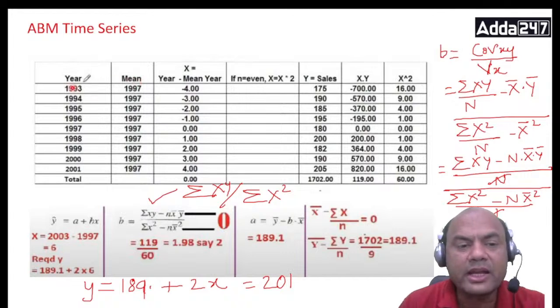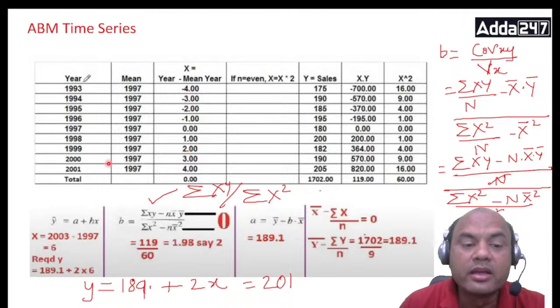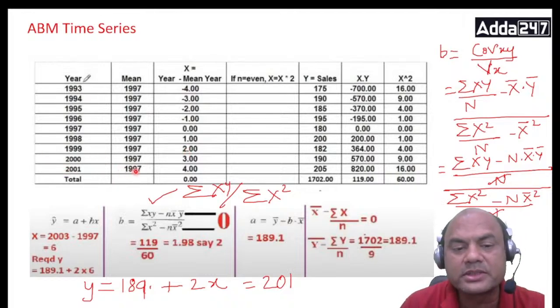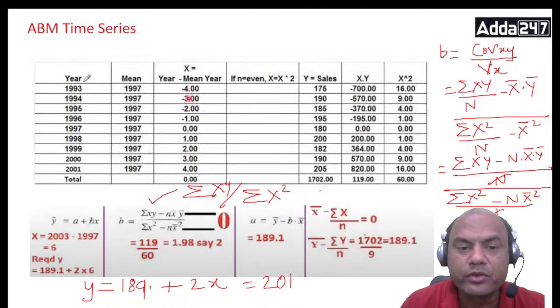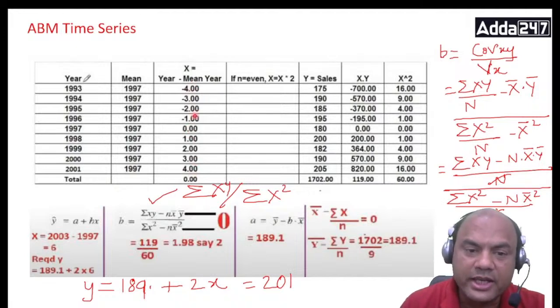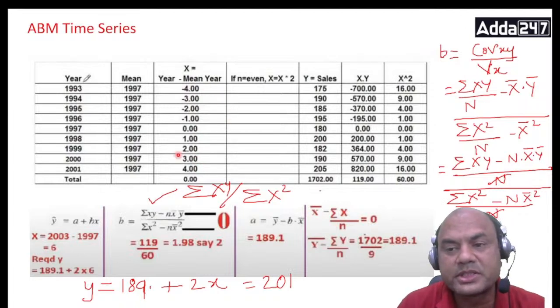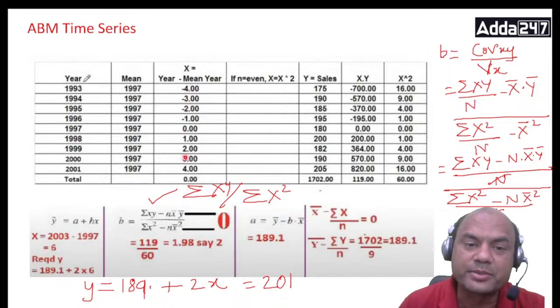Then what do you do? Subtract each year from this mean. So 93 minus 97 is minus 4. 94 minus 97 is minus 3, and so on. Do it. Here at the bottom, 2001 minus 97 you are getting plus 4, plus 3. Here it is minus 4, minus 3, minus 2, minus 1. Here plus 4, plus 3, plus 2, plus 1. And this is 0 over here. If you add this x, this is called summation x. What did we say earlier? Summation x will always be 0. So that's why this summation x becomes 0.